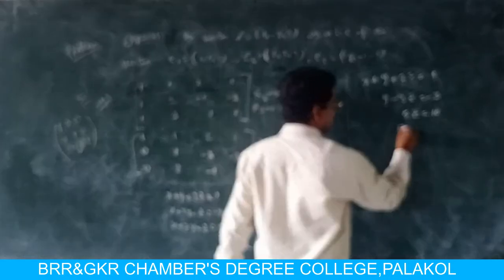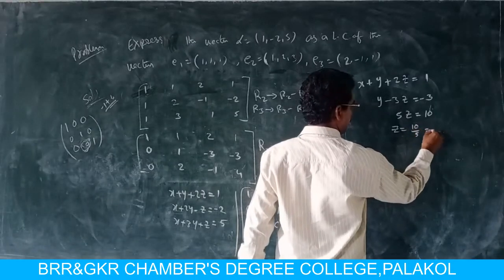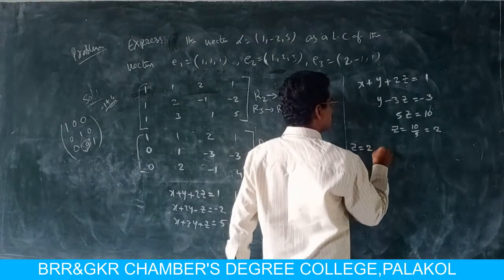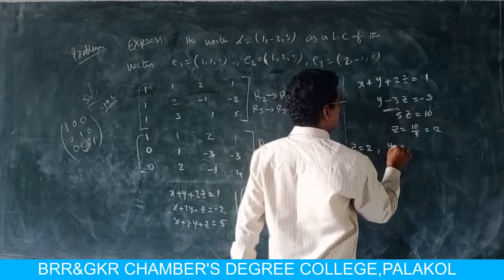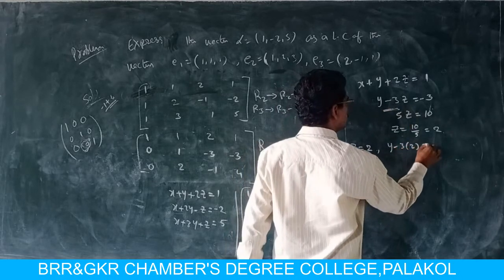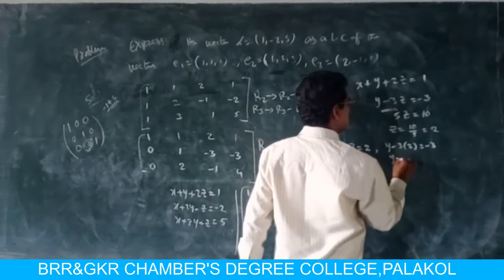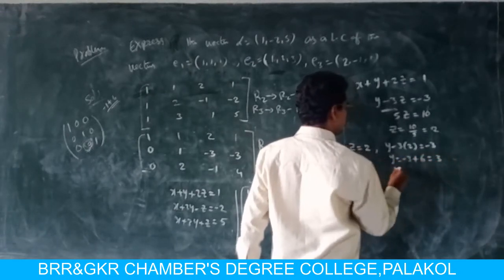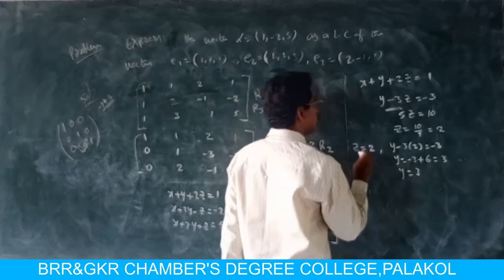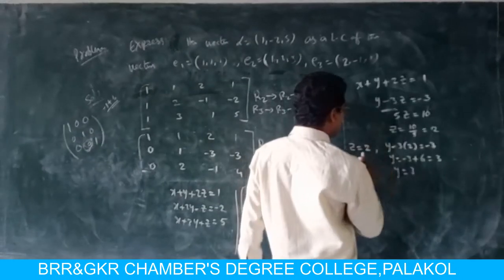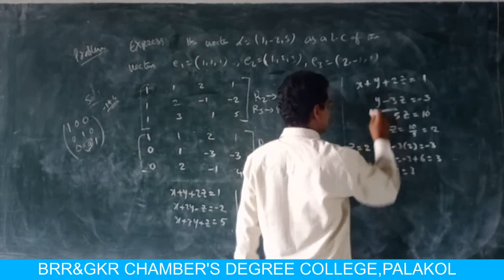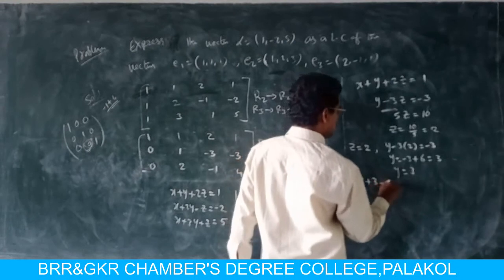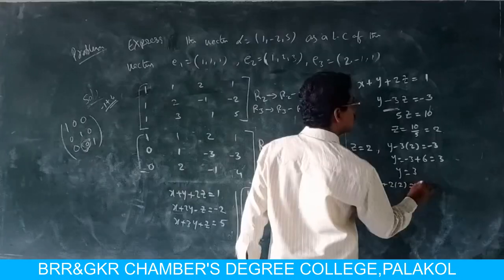Then we get z equal to 10 by 5, that means 2. Now substituting z equal to 2 in this case, y minus 3 into 2 equal to minus 3, so y is equal to minus 3 plus 6, that means y is equal to 3. Next, substituting y and z in this equation, x plus y means 3 plus 2 into z means 2, equal to 1.